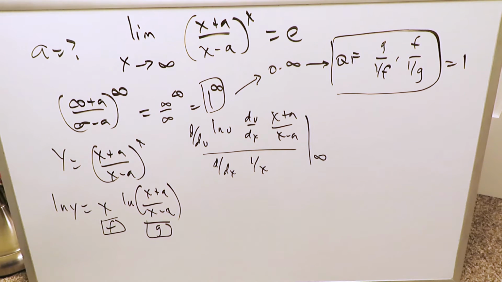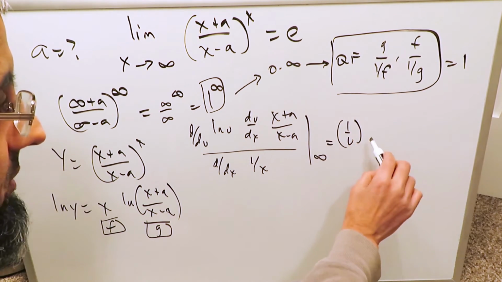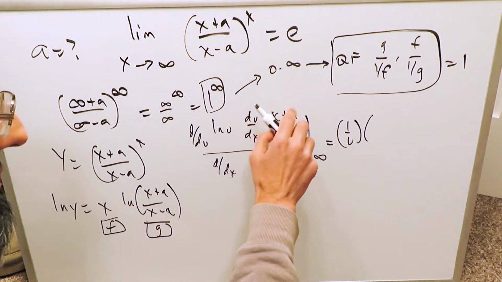Now everything is beginning to make sense. When you do the derivative of ln u, it's 1 over u. When you do the derivative of this by means of the quotient rule, it's not hard.